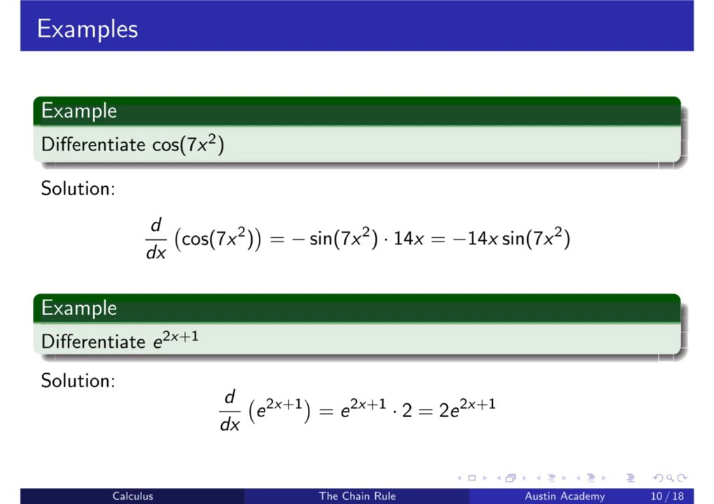Example 4. Differentiate, e raised to the 2x plus 1. Keep e to the power of 2x plus 1, then multiply by the derivative of the exponent, which is 2. Final answer, 2e to the 2x plus 1.